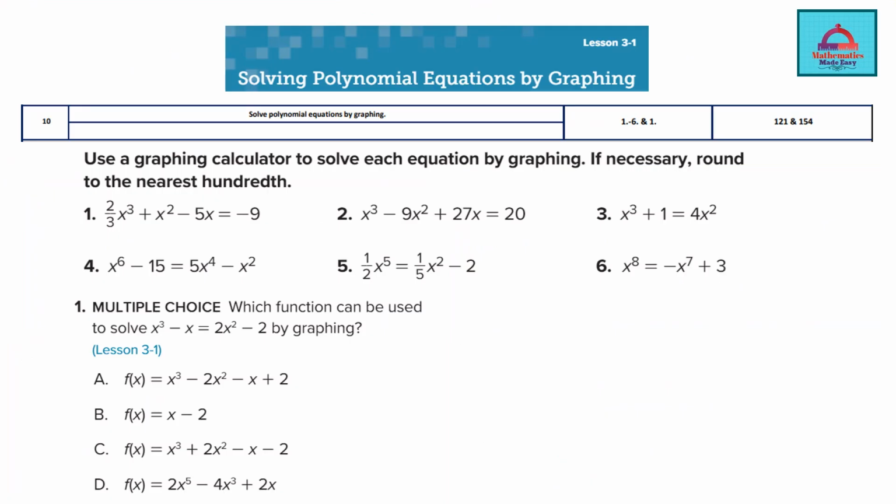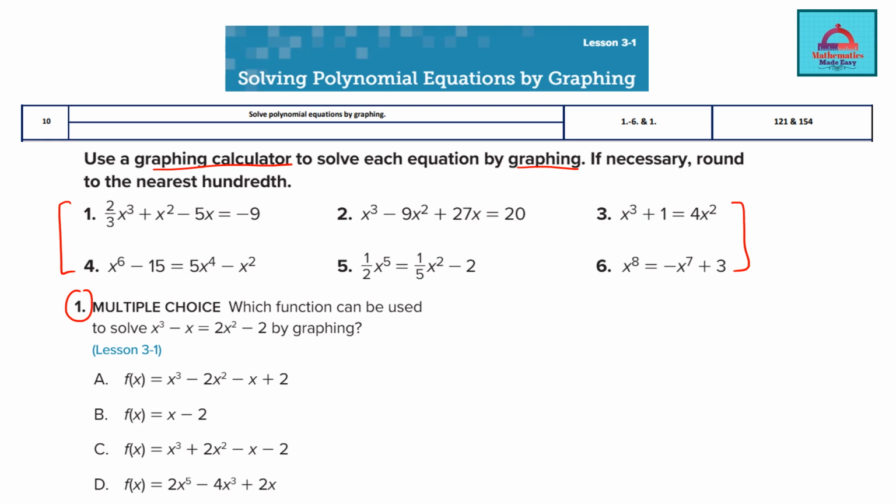Next is lesson 3.1, solving polynomial equations by graphing. Use a graphing calculator to solve each of the equations by graphing. If necessary, round to the nearest hundredth. So these questions are pretty easy. Just plug them into the graphing calculator. You'll get your answer. So I'll solve this one for you.